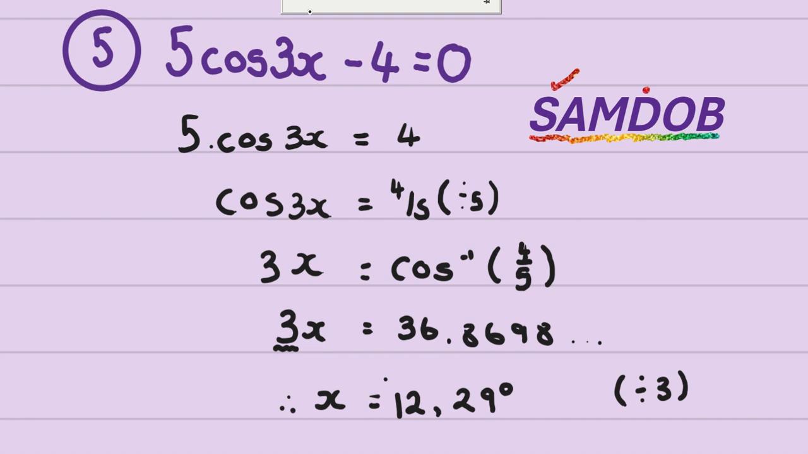This is the answer rounded to 2 decimal places, but if the question asks for 1 decimal place, then this would be 12.3 degrees. And that is the solution for this example 5, and we managed to get to this answer by using SAM-DOB. There were no brackets in this example, but there will be eventually. So just keep in mind that we are doing SAM-DOB for these equations.